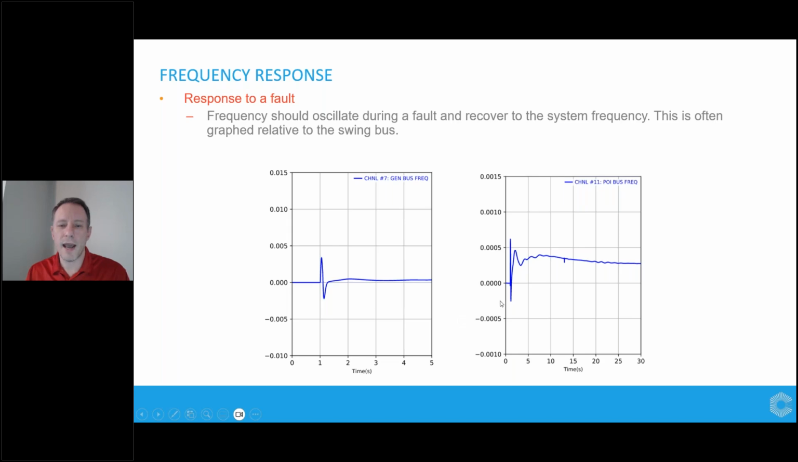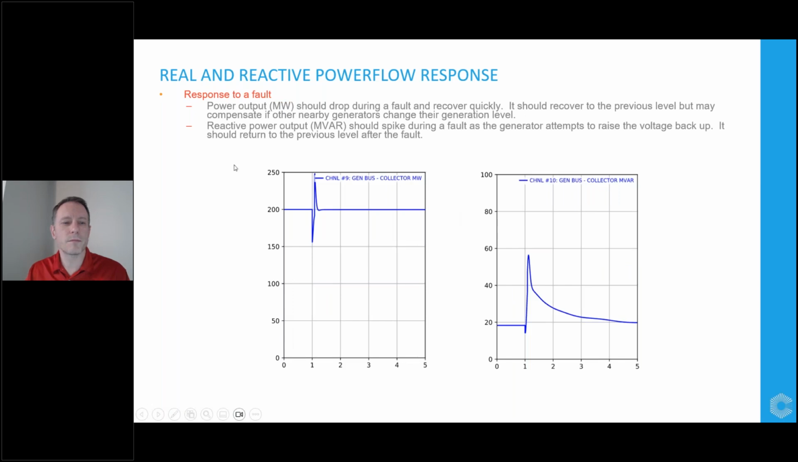The POI actually, because the fault is at the POI, it spikes a little bit more and it settles. I think it takes a little longer to settle here, but I think I graphed it longer and it did settle eventually. But 0.005 is actually a pretty small deviation. So the fact that it doesn't settle right away is not that big a deal.